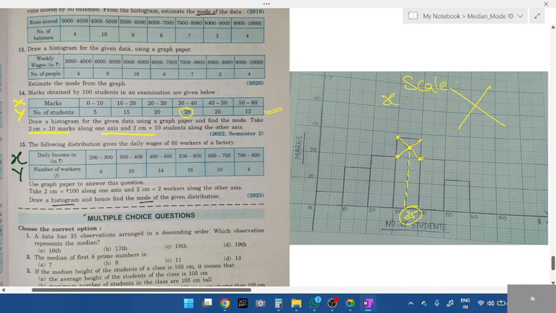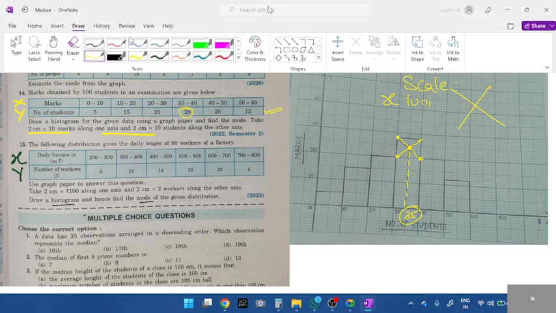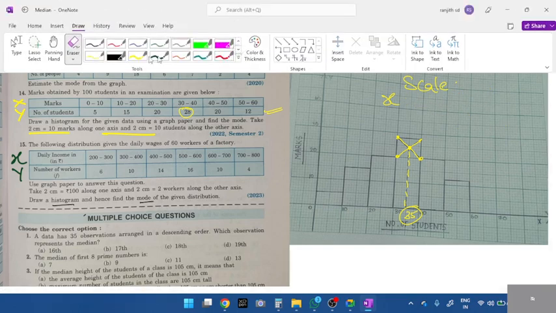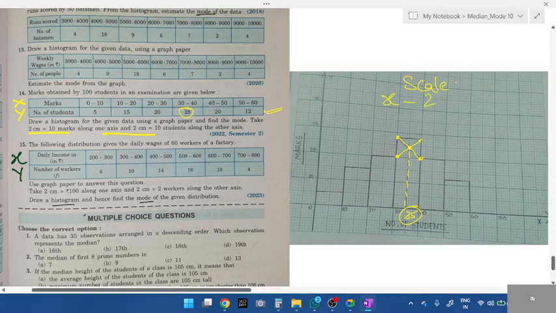What is given? X-axis, 1 unit. Or you can write the same. Exact 2 centimeters. Tell me, students. Exact is 2 centimeters. 10 students. Y axis 2 centimeters is equal to 10 marks.